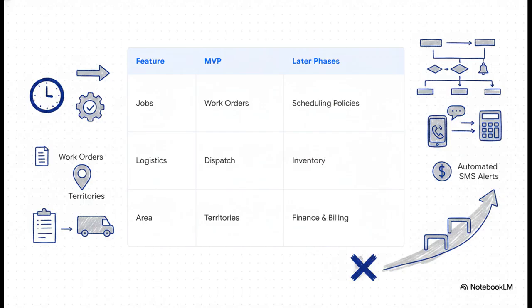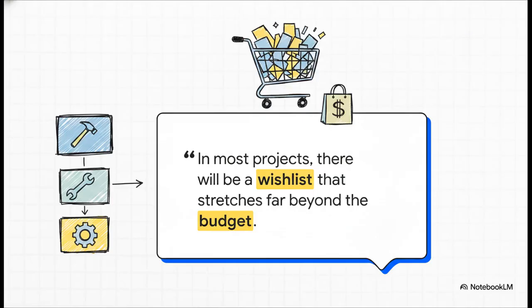To keep from getting totally overwhelmed by all that complexity, you definitely don't implement everything at once. You start with a minimum viable product, or an MVP, which just includes the absolute essentials. We're talking generating work orders and service appointments, setting up basic territories, and using out-of-the-box dispatching. You intentionally save the really heavy stuff like custom scheduling policies, automated SMS alerts, or intricate billing integrations for much later phases. Expert consultant Aidan Flynn really hits the nail on the head regarding the Salesforce approach.